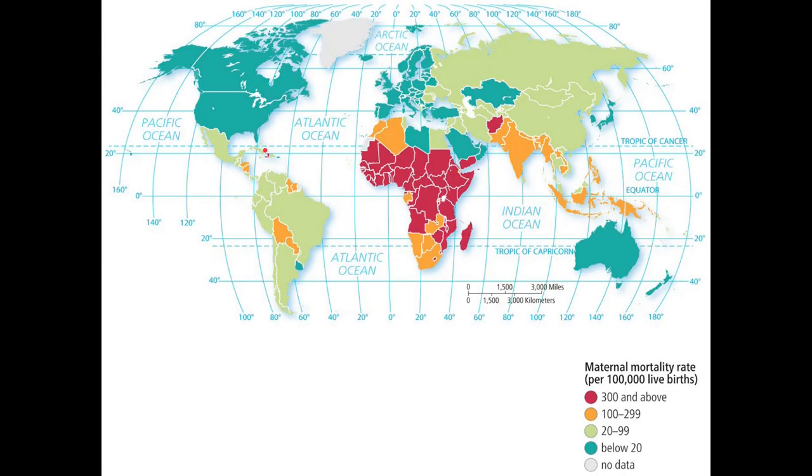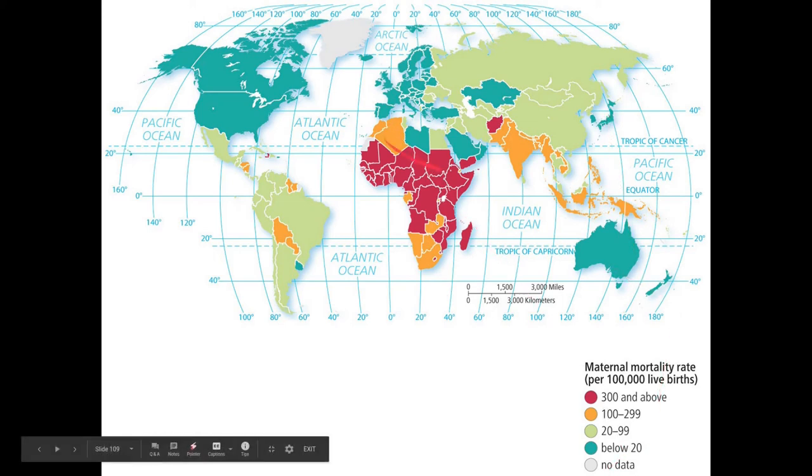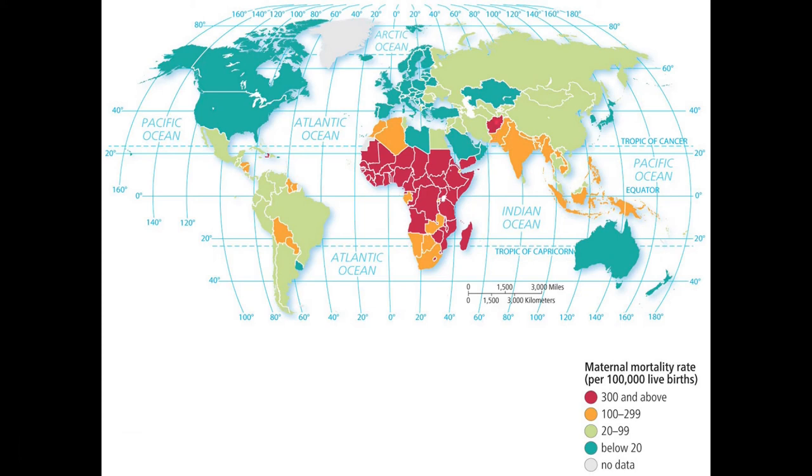Maternal mortality, this is women that die per 100,000 live births. And in the US and Western Europe and Japan, Australia, New Zealand, below 20. Throughout Africa, 300 and above. Afghanistan, 300 and above.